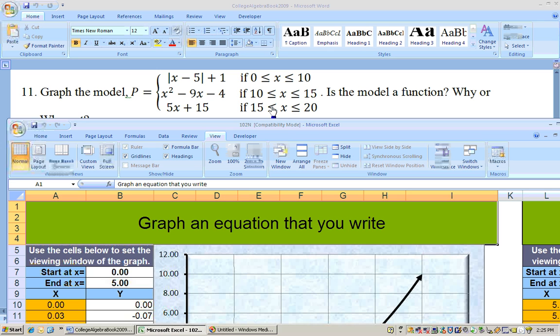Since 15 is part of both of these functions, I have to check 15 in both of them. 5 times 15 is 75. 75 plus 15 is 90. If I plug 15 into this quadratic, I could probably go to the quadratic sheet and do that easier.